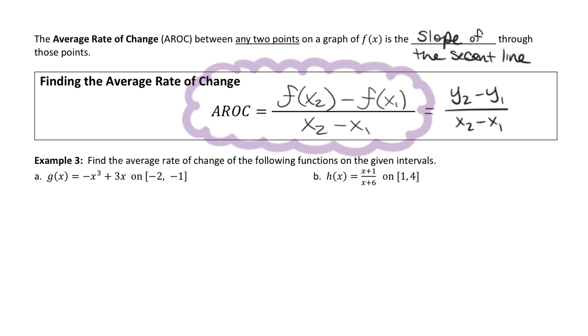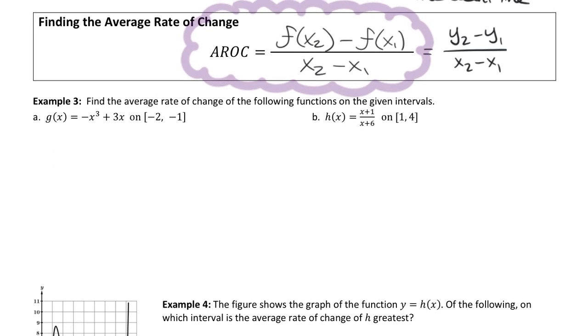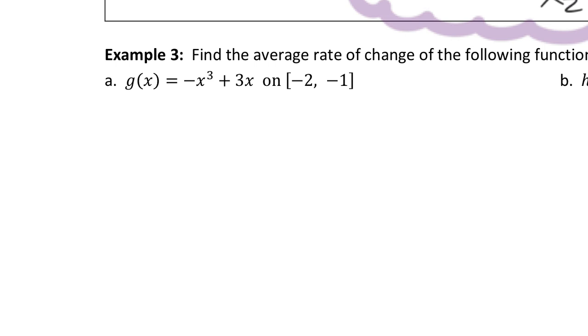So let's see what an example might look like. In this class, the questions that are going to ask you to find slope may look something like this. It says, find the average rate of change for the following functions on the given intervals. What this question has given you is the name of the function g and the function itself, the equation, as well as the interval. So this is the start and this is the stop of my 2 points for my secant line. What I need to do is find out the value of the function at each of these points so that I can plug it in.